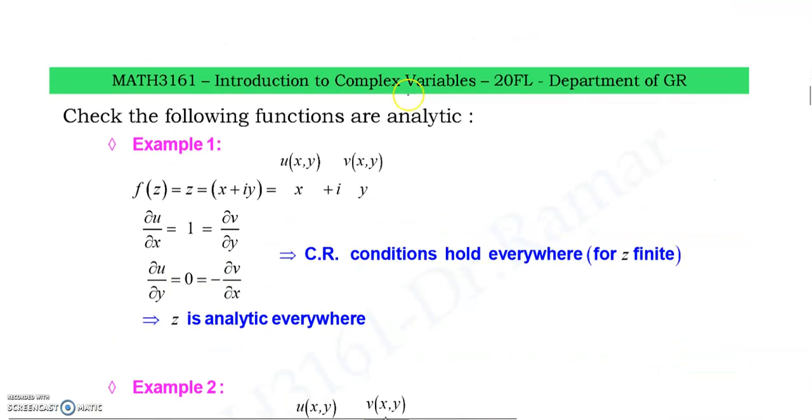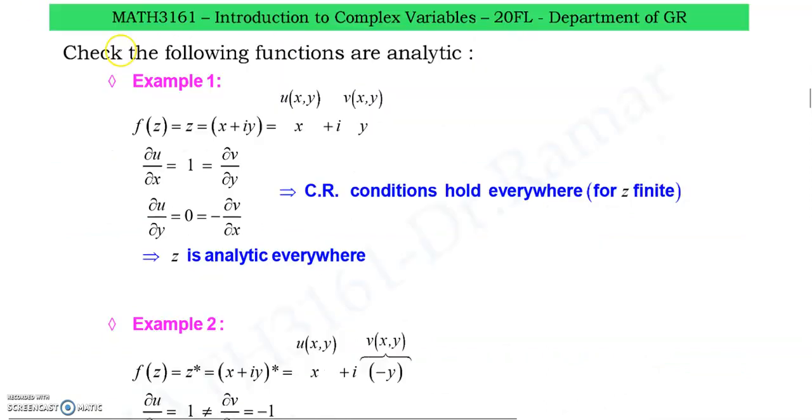Okay, now you see here about analytic. Here check whether the following functions are analytic. Now you see the first example. What is the given function? f of z is equal to z. z means x plus iy. This is a Cartesian form. Here what is u? u is x. What is v? v is y.